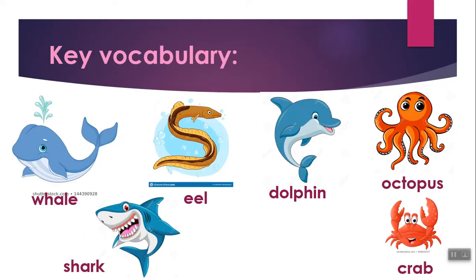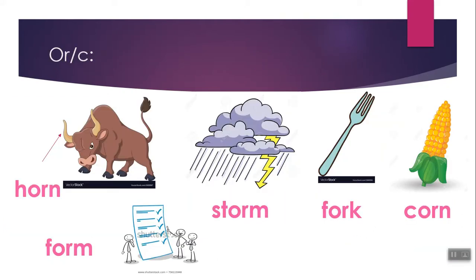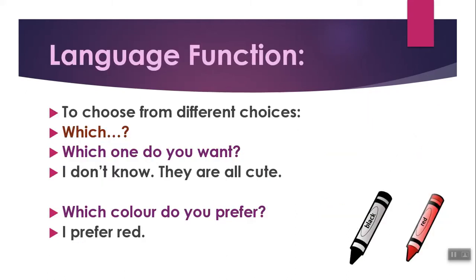Okay, aquarium is a kind of like a museum but for marine animals where we can find whale, eel, dolphin, octopus, shark, crab. And here we have the phonetics time: farm, yard, barn, smart, and or, horn, storm, fork, corn, form. Here we have language functions, kind of a dialogue between two persons, and here to choose from different choices.